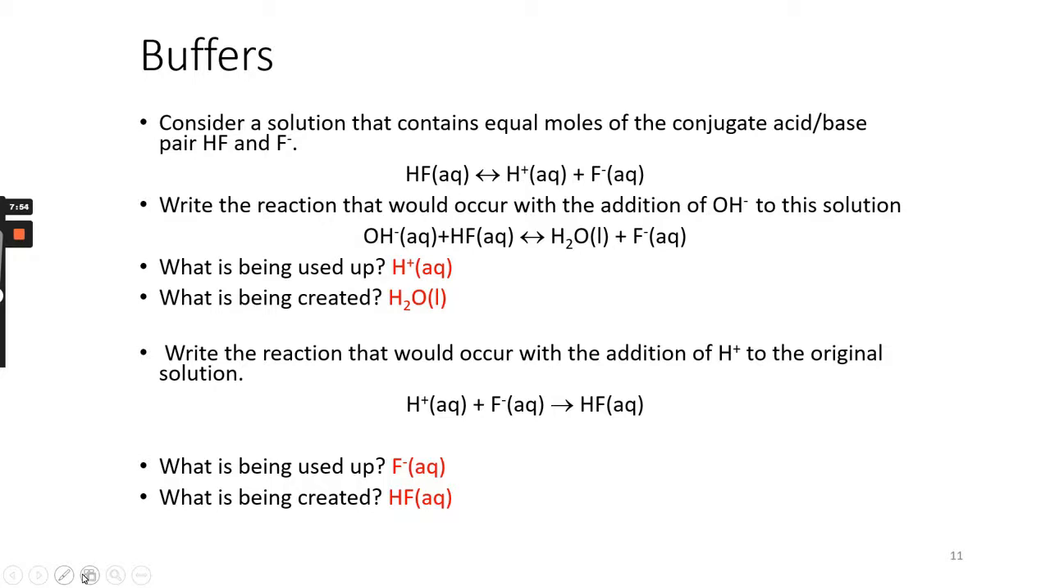So let's break this down a little bit. Consider a solution that contains equal moles of a conjugate acid and base pair, HF and F minus. So here is our equilibrium reaction. HF breaks up into H plus and F minus. What would occur if we added OH to the solution? If I add OH, the OH is going to combine with my H plus and make water. So what is being used up? My hydronium is being used up. What is being created? Water.